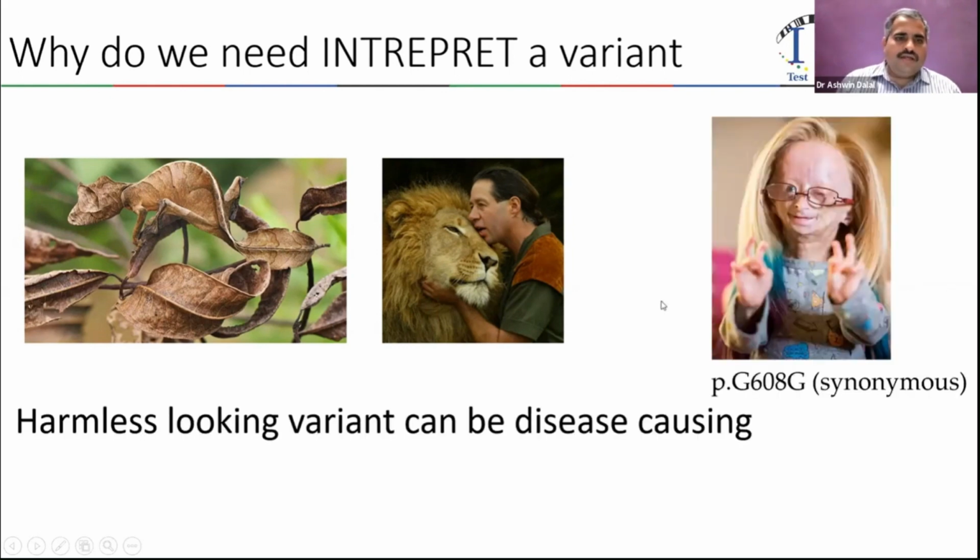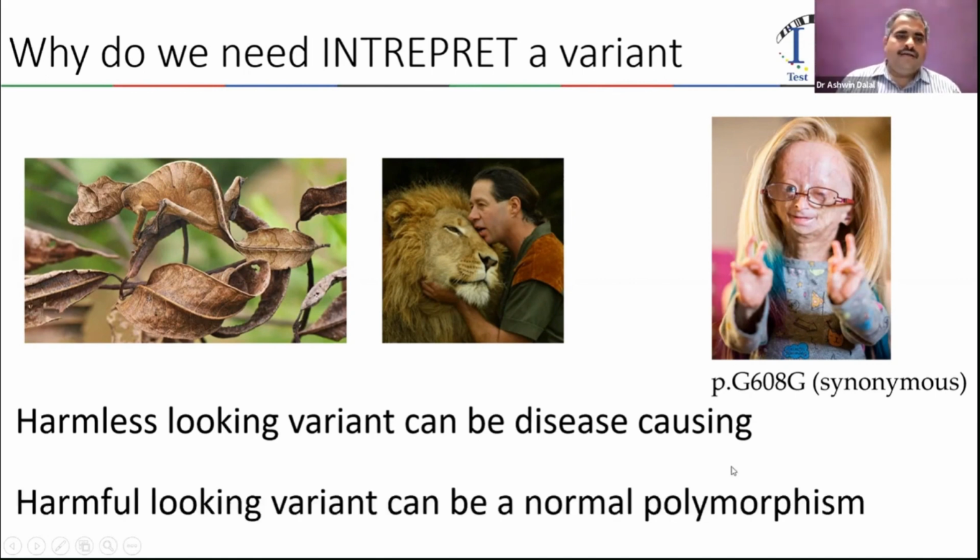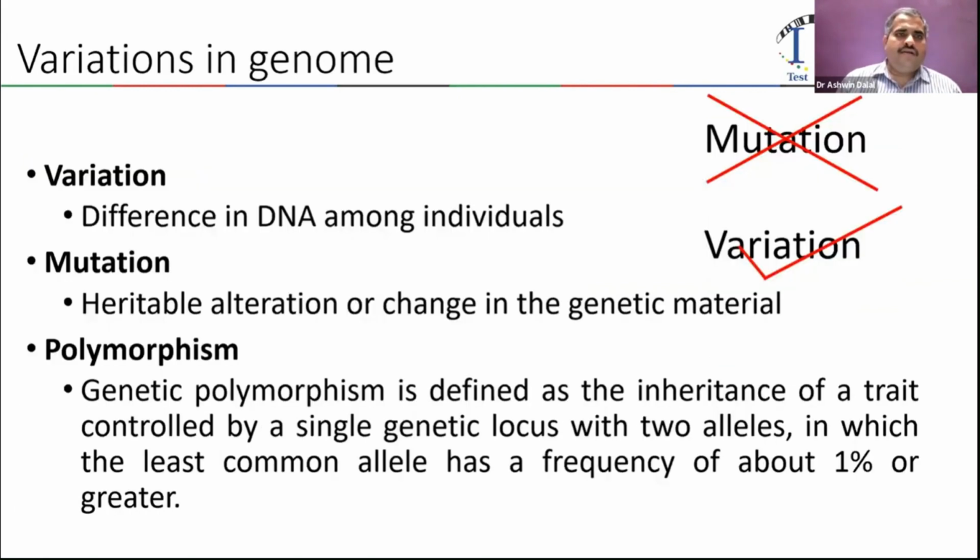So sometimes harmless looking variants can be disease causing, and the classical example of this is a synonymous mutation which leads to a very severe disease, that is progeria. On the other hand, a harmful looking variant can sometimes be a normal polymorphism. So whatever we feel by looking at the variant, we cannot be sure what this variant is causing. Hence, it is very important to follow a systematic way to interpret a particular variant.